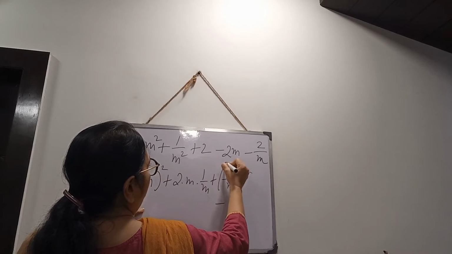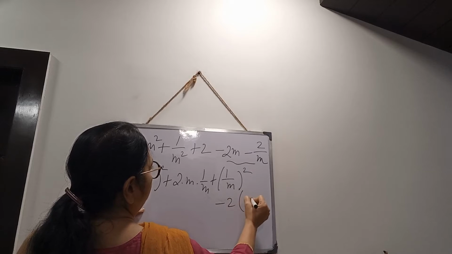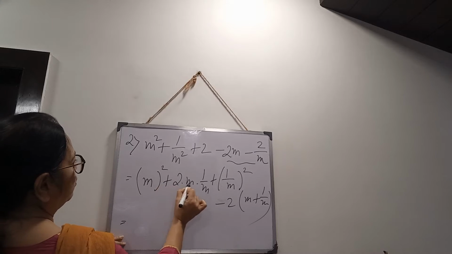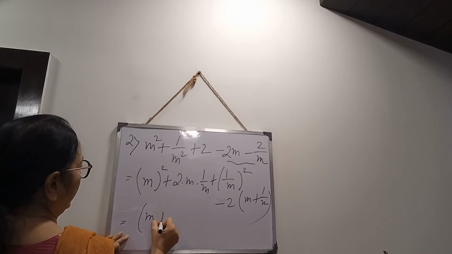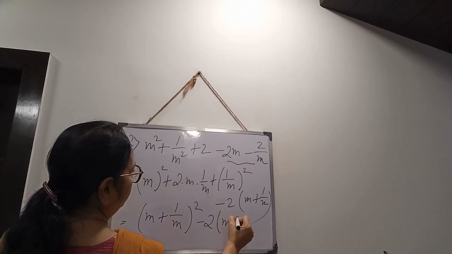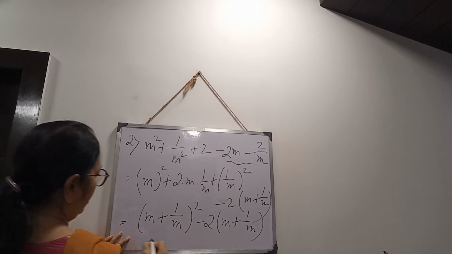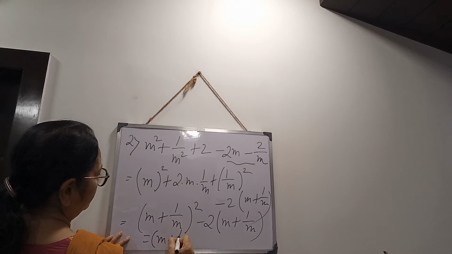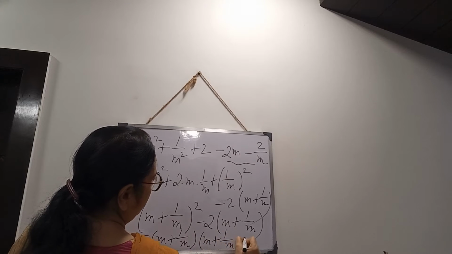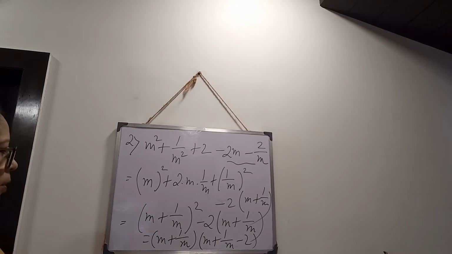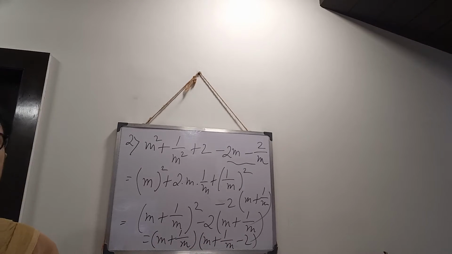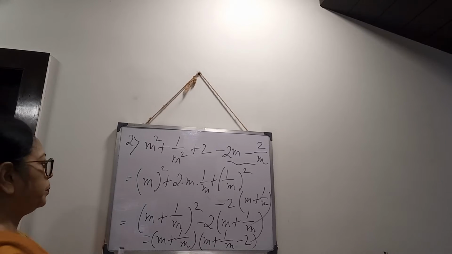From these two, I am taking minus 2 common. It is becoming m plus 1 by m. Now it is a square plus 2ab plus b square, so a plus b whole square. Now m plus 1 by m taken common, so m plus 1 by m minus 2. These are the two factors. Clear? In this way you will do. Now next one.